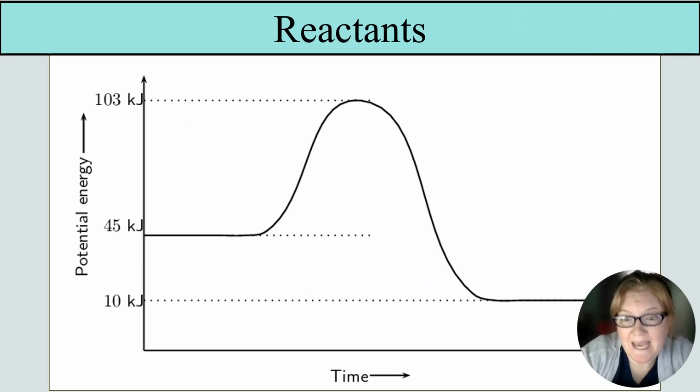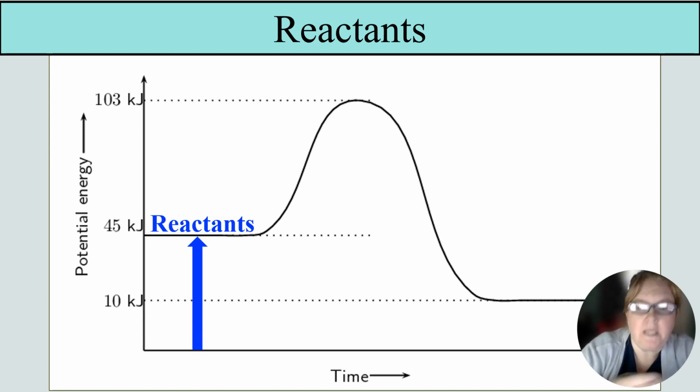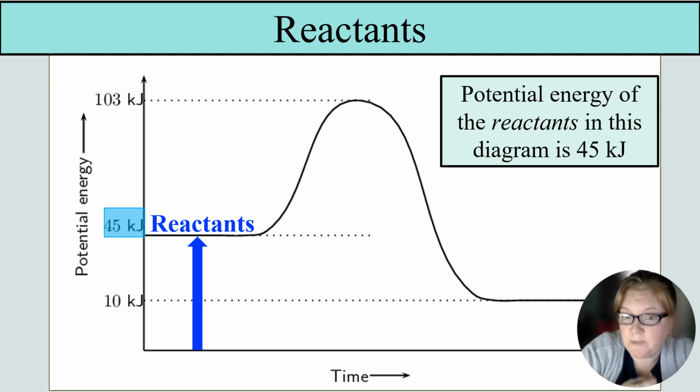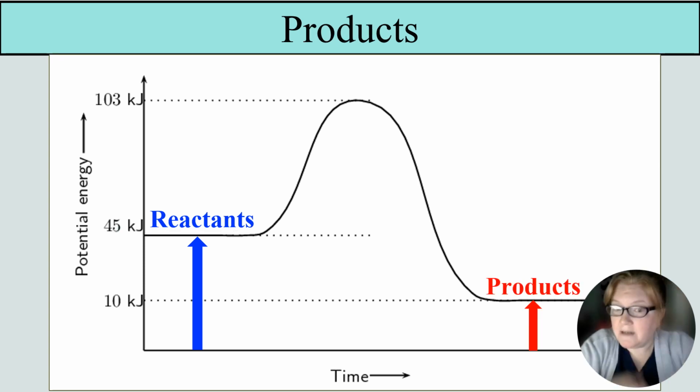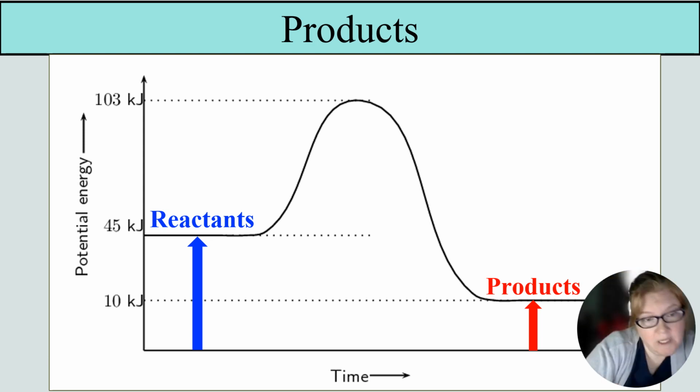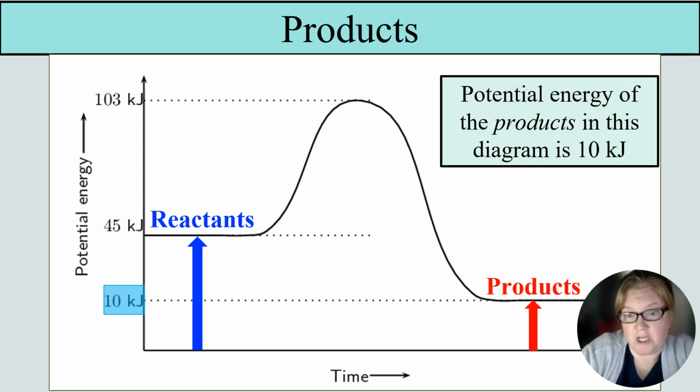All right, let's look at some specifics. You should be labeling your diagram. Here is the representation of the potential energy of the reactants. Reactants are what we start with. So the potential energy of the reactants for this reaction is 45 kilojoules. What about products? Well, the products are what we end with, so over here. In this reaction, the potential energy of the products would be 10 kilojoules.